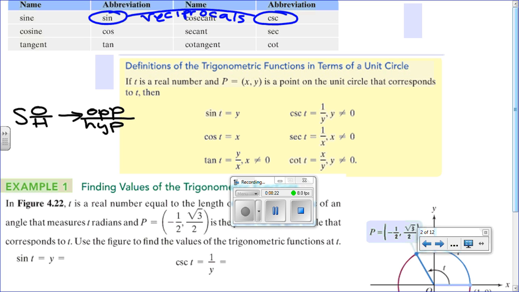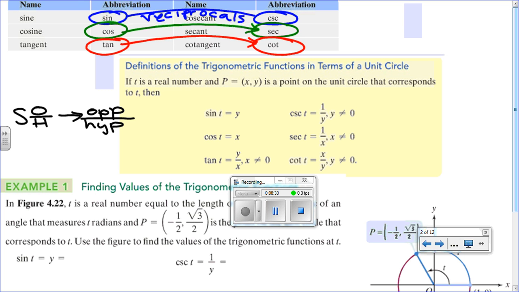And cosine is the reciprocal of secant, same thing. Then we have tangent is the reciprocal of cotangent.